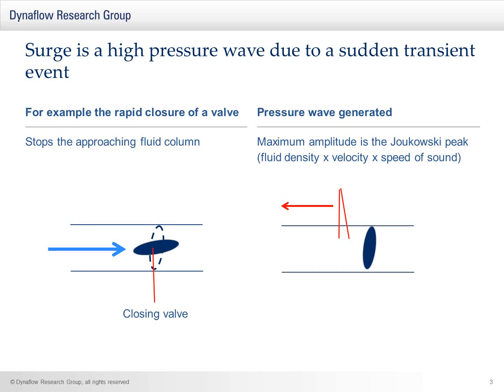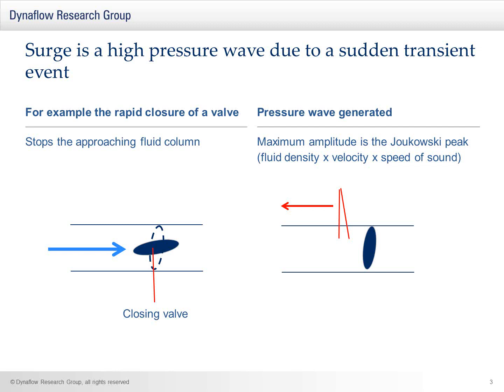So what is surge? Here we're considering surge as a high pressure wave due to a sudden transient event. For example, the rapid closure of a valve. What you see here on the left is a valve. As the valve is closed, you're rapidly stopping the approaching fluid column. If we close the valve and stop the fluid column, then we generate a pressure wave which travels back through the system. The maximum possible amplitude of this pressure wave, if it's closed instantly, is the Joukowsky peak.